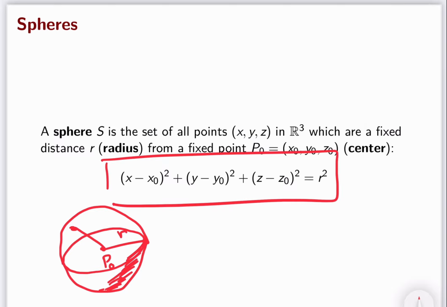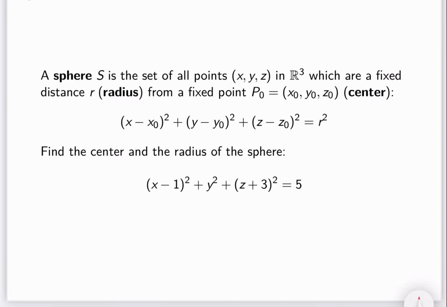So this equation comes from the distance between points, right? So we know how to calculate the distance between a generic point here, x, y, z, and the point P0, which is x0, y0, z0.